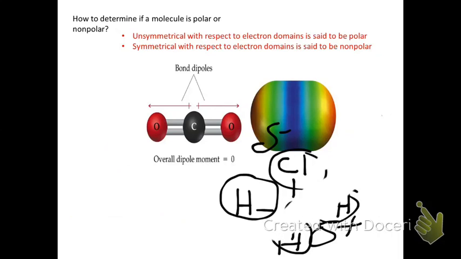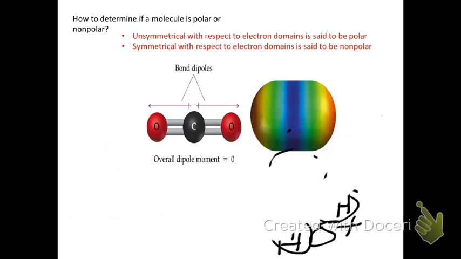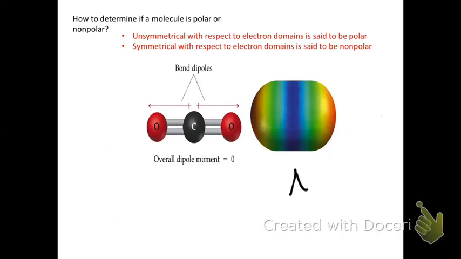Let's see, what's another one that we can do? Let's look at something like, let me write out something here. What about, okay, let's look at ammonia. So ammonia is NH3.